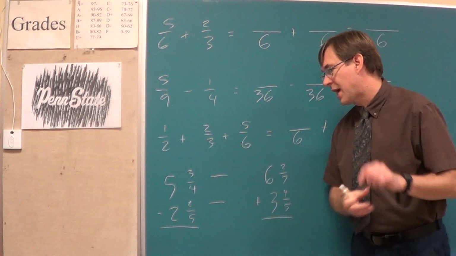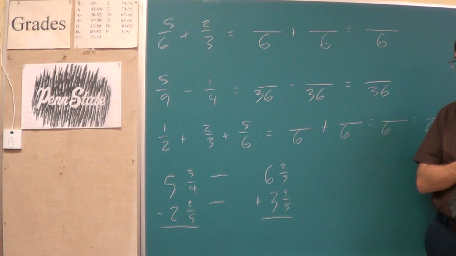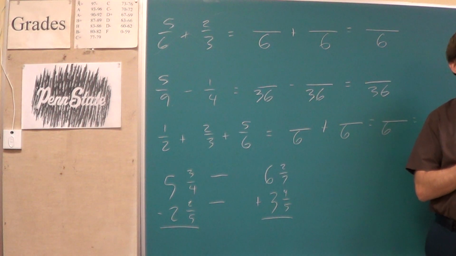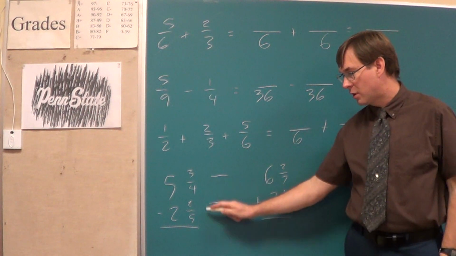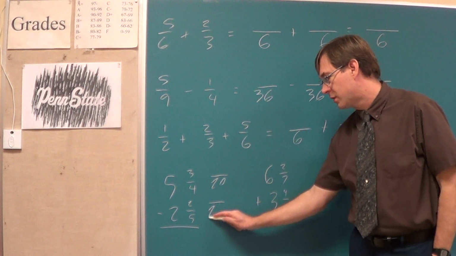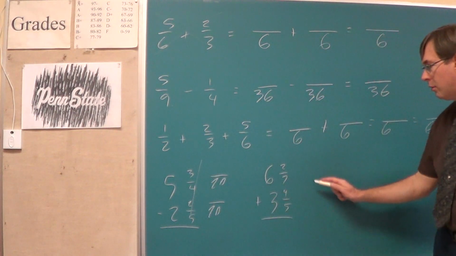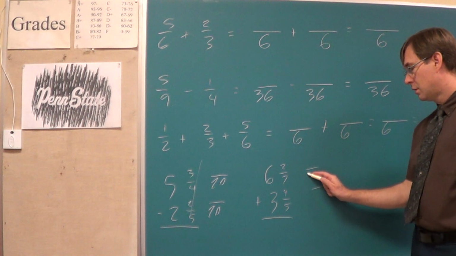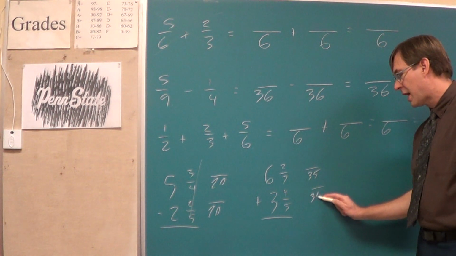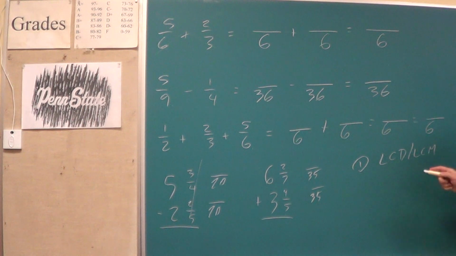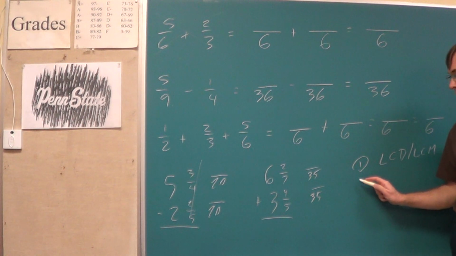Here I wrote these in a stack, but the same concept applies. We still need to just find a new number for the bottom. What do you think? What would you pick for a common denominator using 4's and 5's? 20. 20 is the perfect solution for those. And then, what do you think for this one? 35. So our first step remains the same from yesterday. You have to figure out a least common denominator or least common multiple or whatever you want to call that.